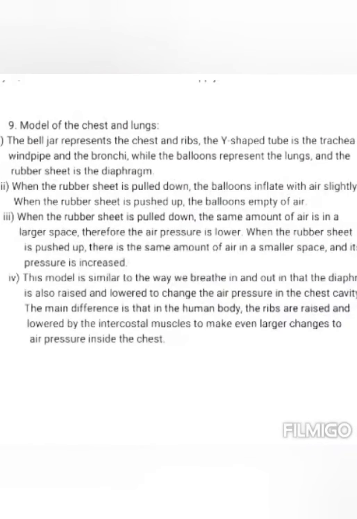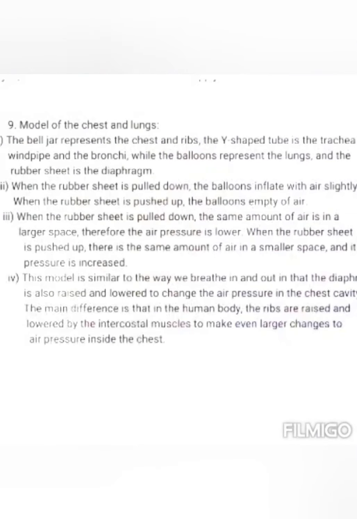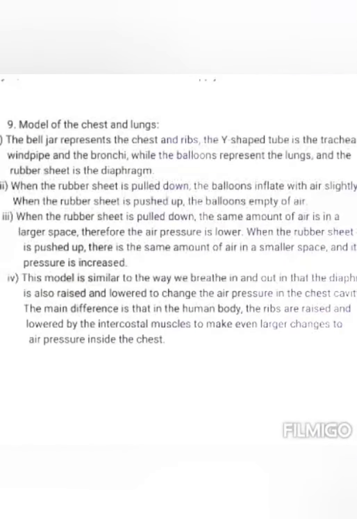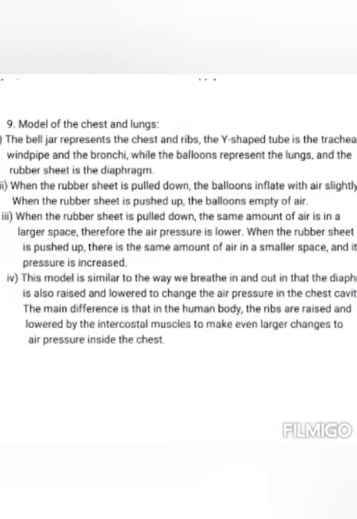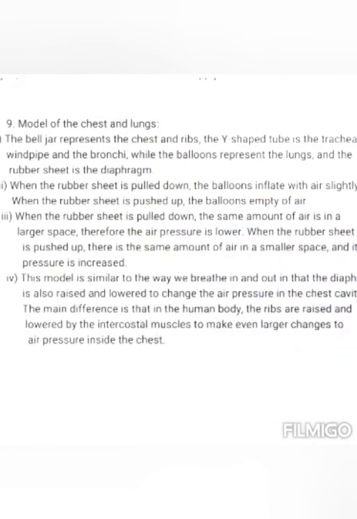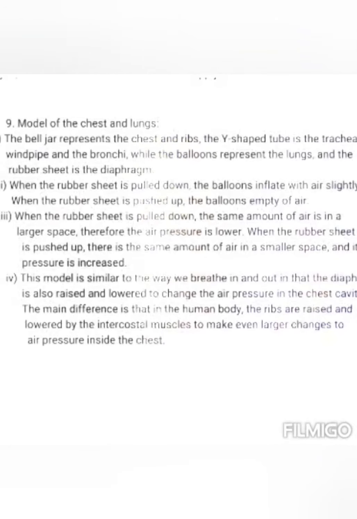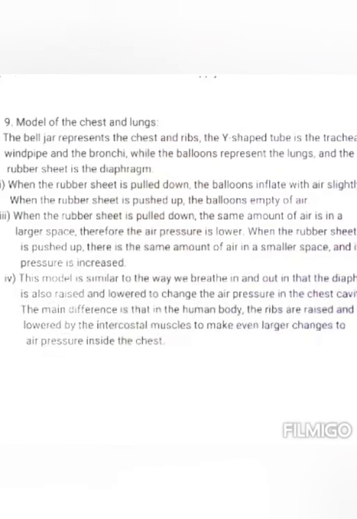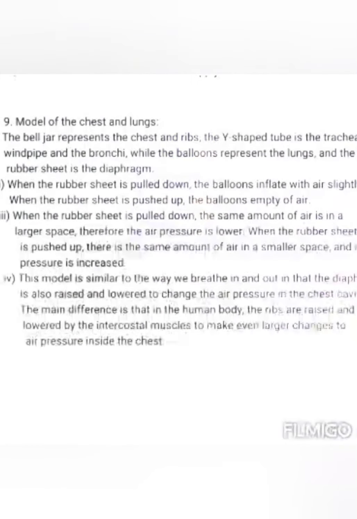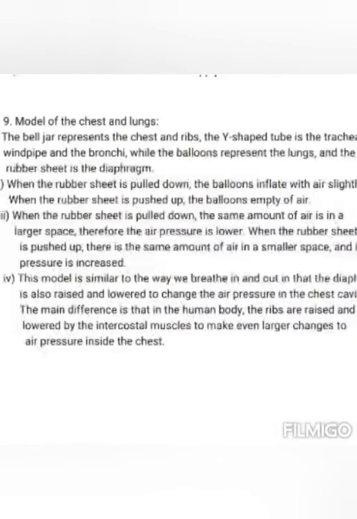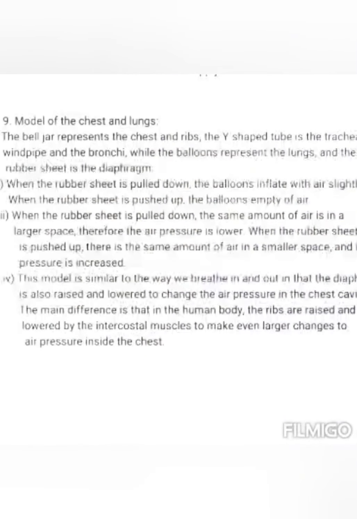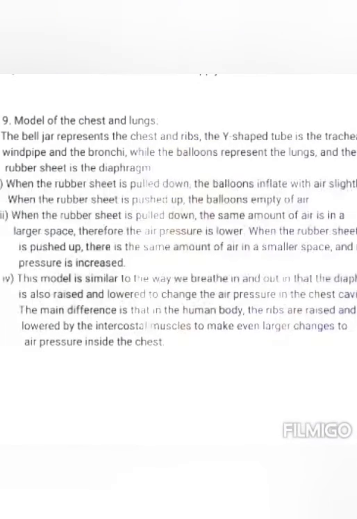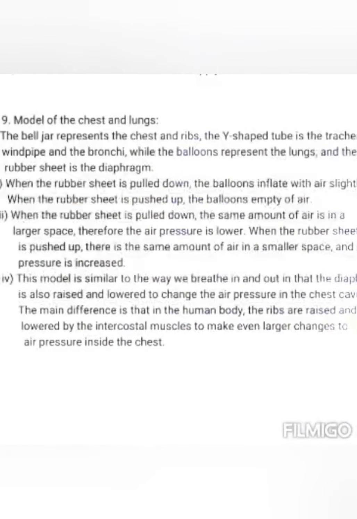Question number 3 answer is, when the rubber sheet is pulled down, the same amount of air is in a larger space, therefore the air pressure is lower. When the rubber sheet is pushed up, there is the same amount of air in a smaller space and its pressure is increased. This model is similar to the way we breathe in and out, in that the diaphragm is also raised and lowered to change the air pressure in the chest cavity. The main difference is that in the human body the ribs are raised and lowered by intercostal muscles.